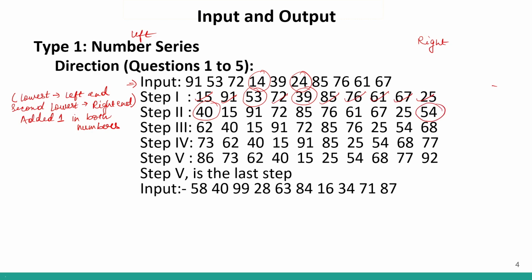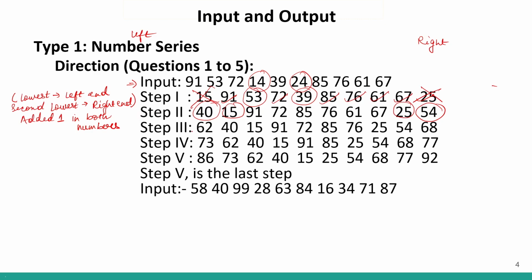So again, 39 is the next lowest number after 15. So 15 we have already performed operation on. So we have to basically not keep 15 and 25 in mind. They are already in their place, okay? This is fixed position. So the next lowest number is 39, to which we added 1 and it came over here. And the second lowest number is 53, to which we have added 1 and it has come on the right end. So the same operation is being done on step 2 also.